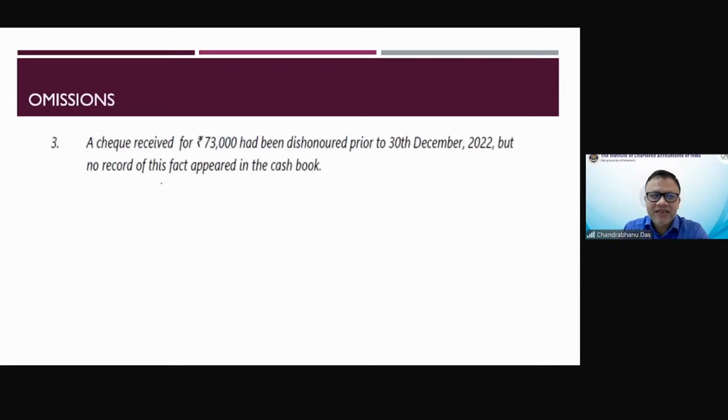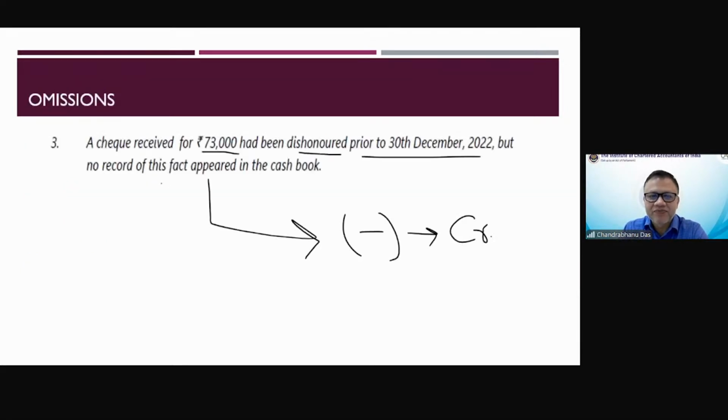Now let us see the other omissions. Check is dishonored, and no record of this is in the cash book. Now, when a check is dishonored, it will reduce the cash balance, so it should go to the credit side.